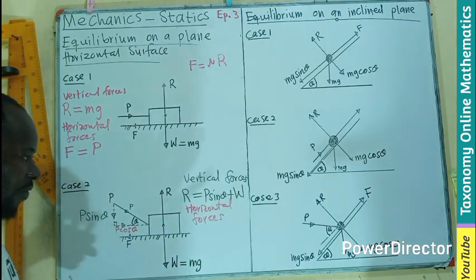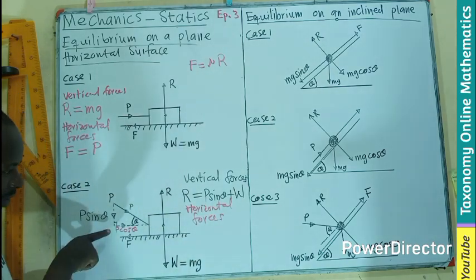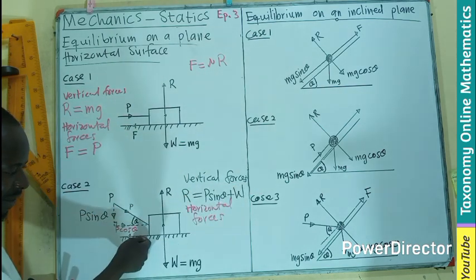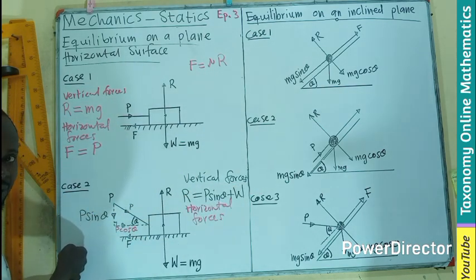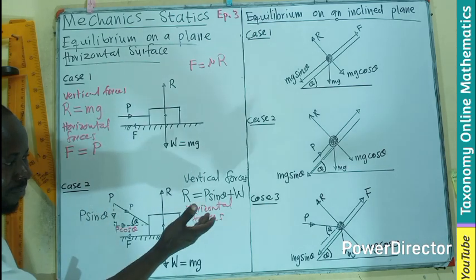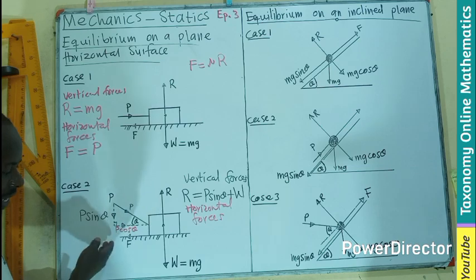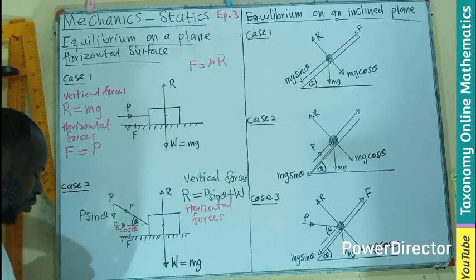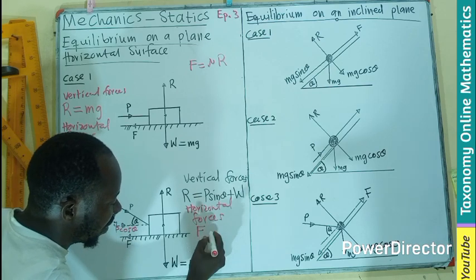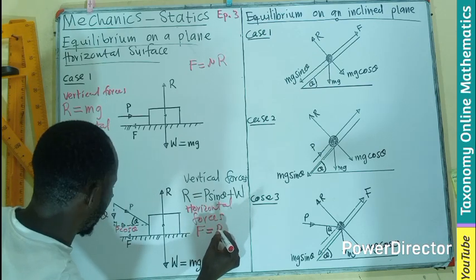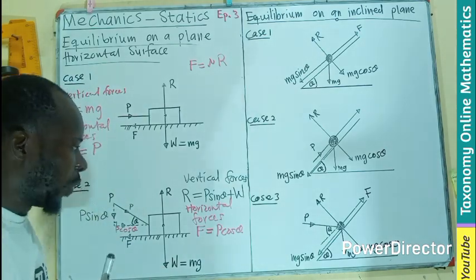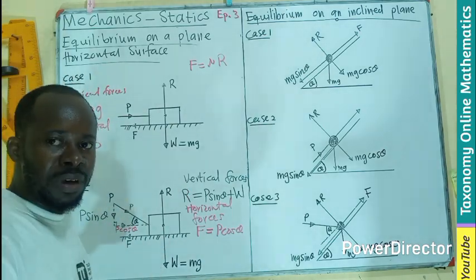So for the horizontal forces, this is moving towards the east, and this is coming to the west. So they are all horizontal, or let's say horizontal or parallel. Okay, let's take it that way. So this is moving to the west, this is moving to the east. So we can say that the force, which is the frictional force, equals P cos theta. I'm sure you are following the resolution of the forces.